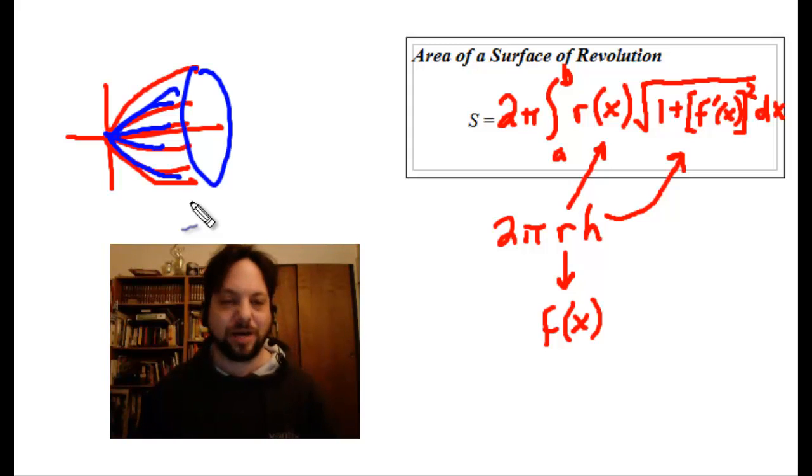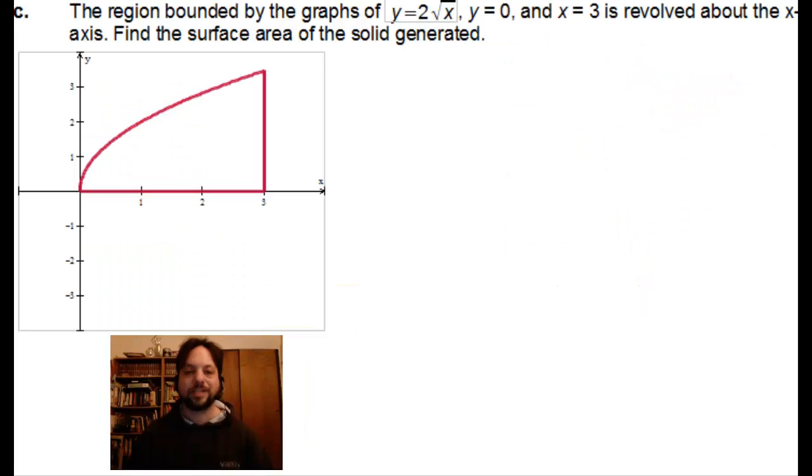Well, let's take a look at a couple examples. I'll let you judge the difficulty, but I think you'll agree with me. It's not too bad. Here we go with example C. Alright, so in this example, we're going to take the region that I've graphed for you right here. It's bounded by the graphs of y equals 2 radical x, y equals 0, and x equals 3. That's this region. And what we're going to do is revolve it around the x-axis.